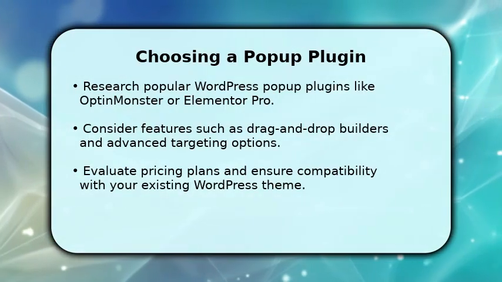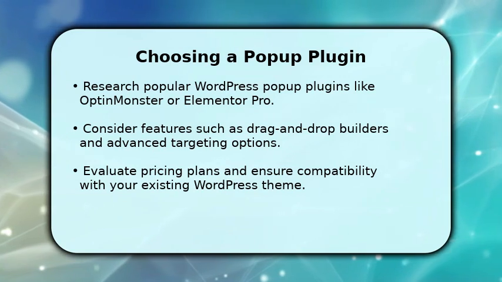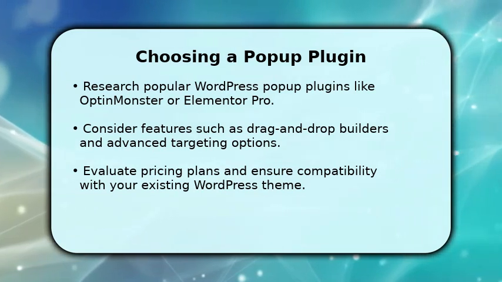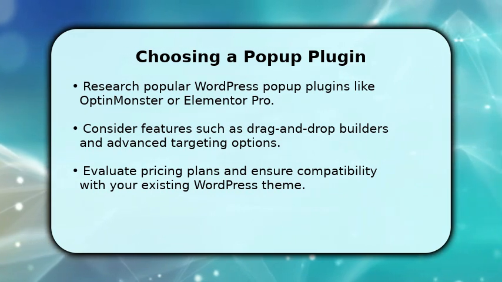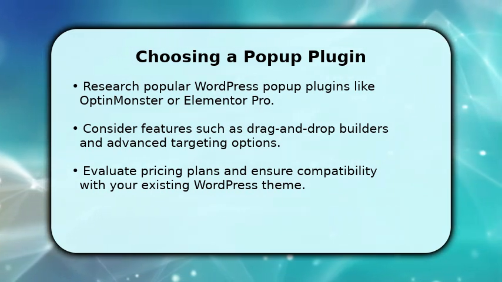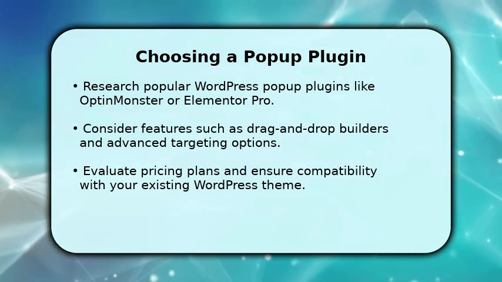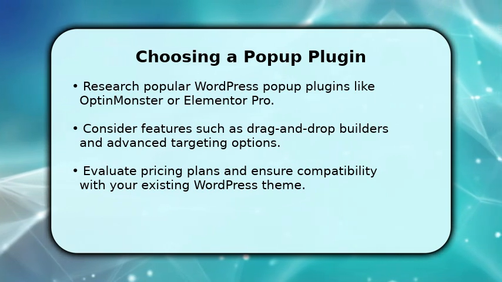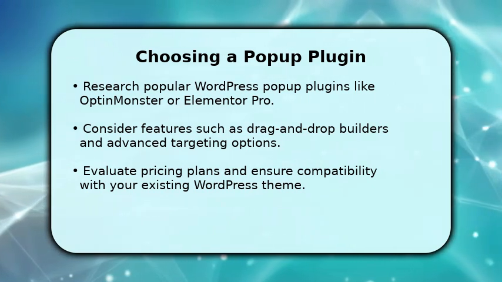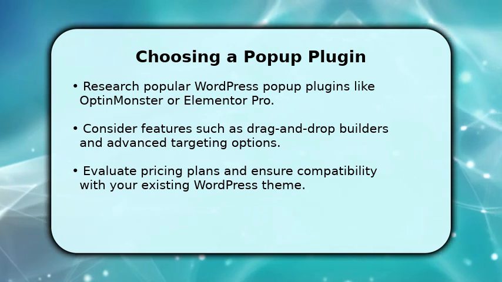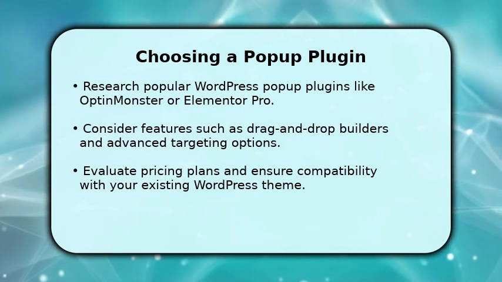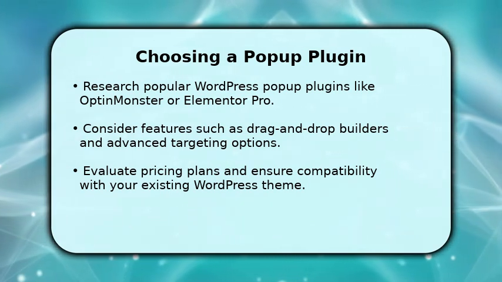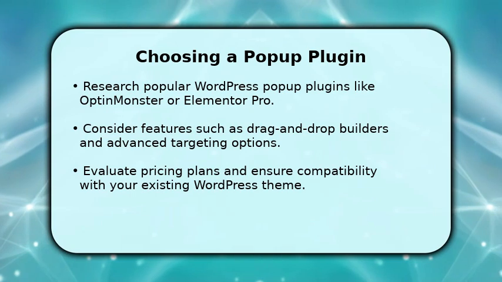Selecting the right pop-up plugin is your crucial first step. Many excellent options exist, such as Opt-in Monster or Elementor Pro, each offering unique features. Look for a plugin with an intuitive drag-and-drop builder, allowing for easy customization without coding. Advanced targeting options are also key, enabling you to show specific pop-ups to the right audience at the perfect moment. Always check for compatibility with your current WordPress setup.